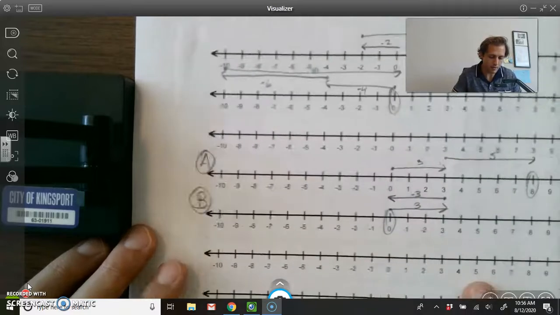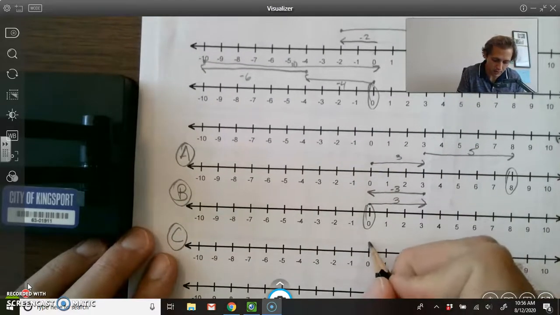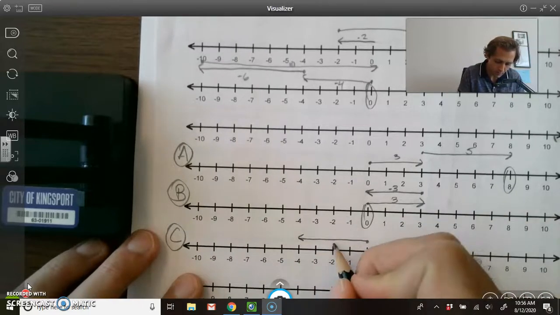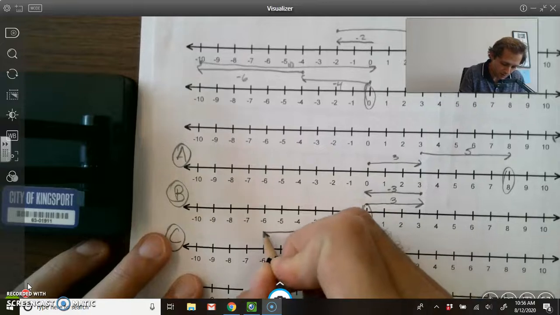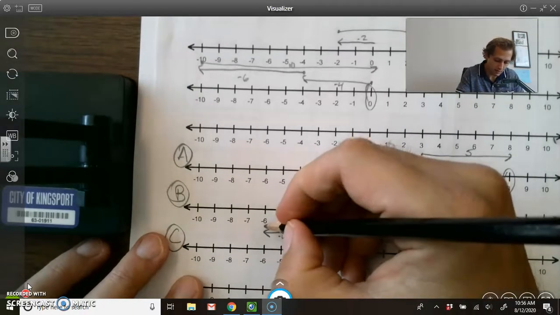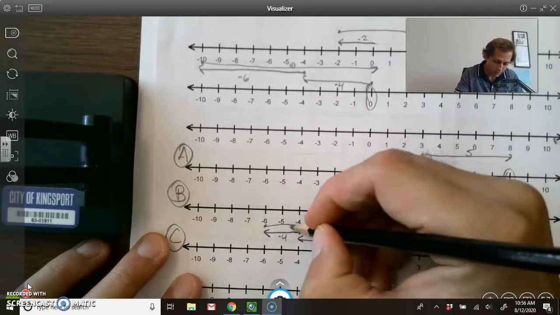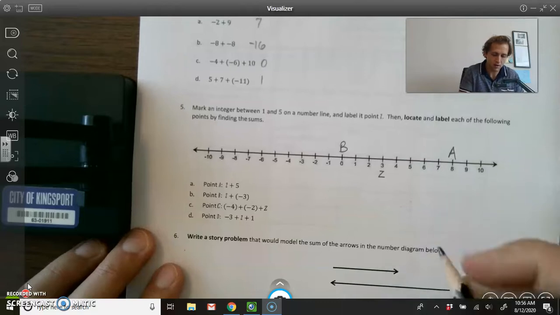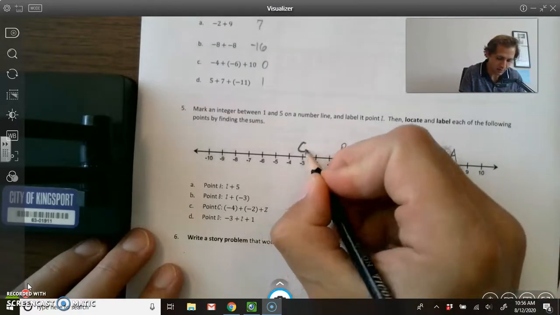All right, now let's do point C. We're going to do it in order. It says -4 plus -2 plus Z, and remember we assigned Z the value of 3, so I'm going to go 3 to the right, and that puts me at -3. So at -3, I'm going to call that point C.